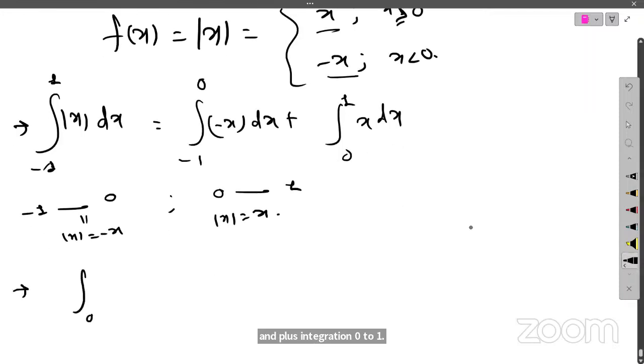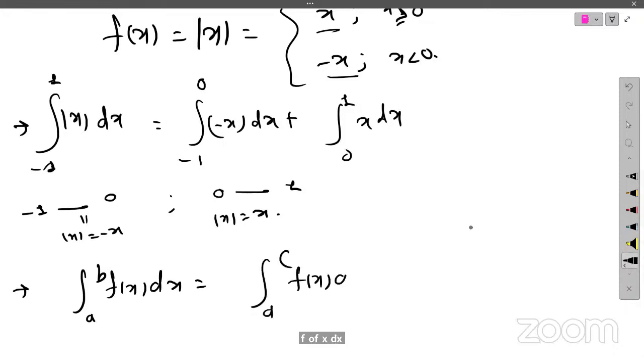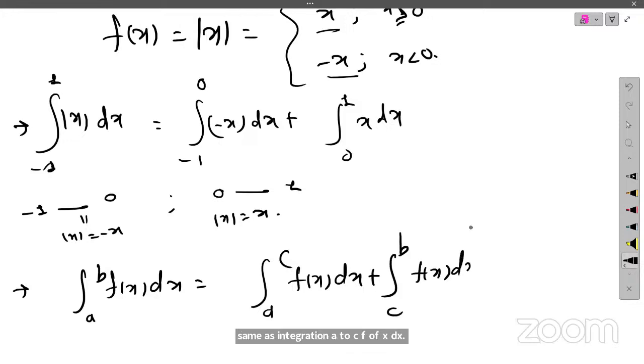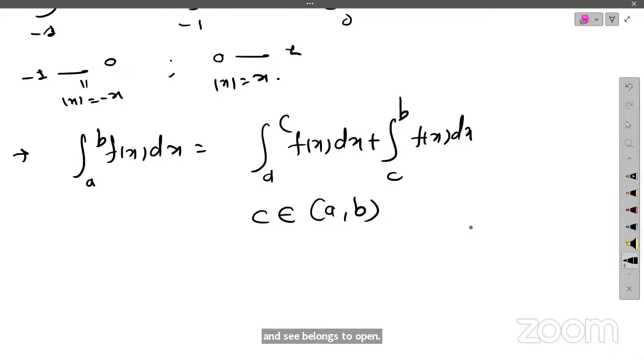So that means integration from a to b of f of x dx is the same as integration from a to c of f of x dx plus integration from c to b of f of x dx, where c is any point in between a and b. c belongs to the open interval a, b. And why is this true? Because, again, by the fundamental theorem of calculus.